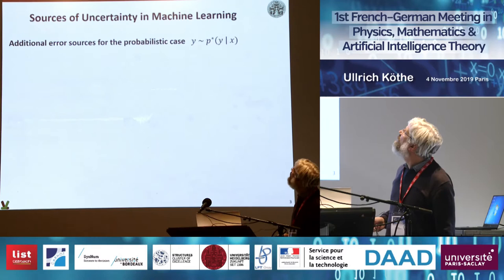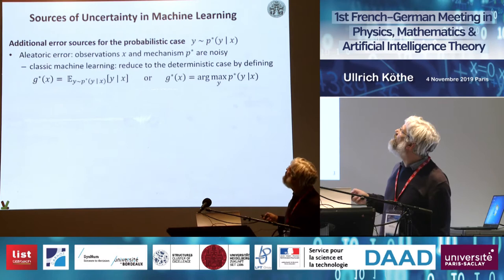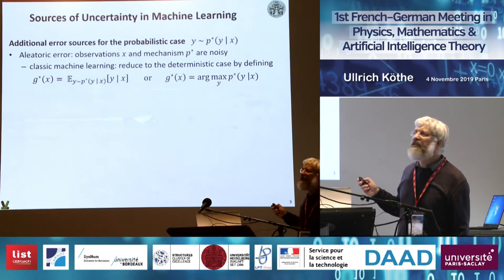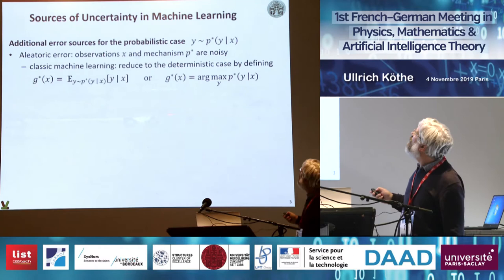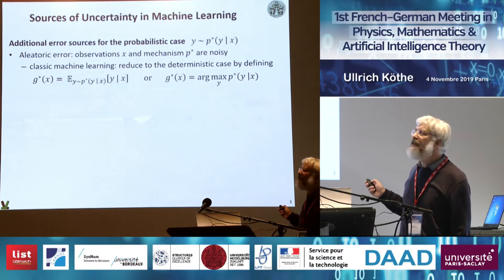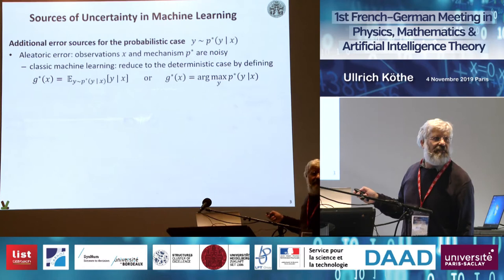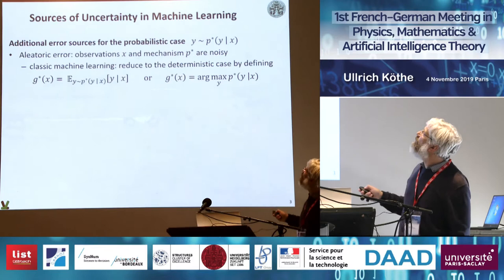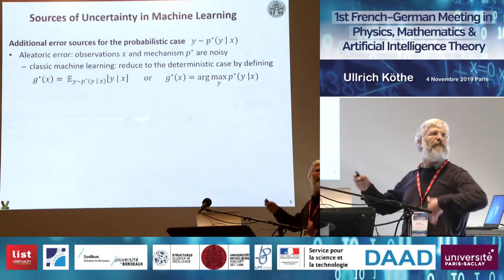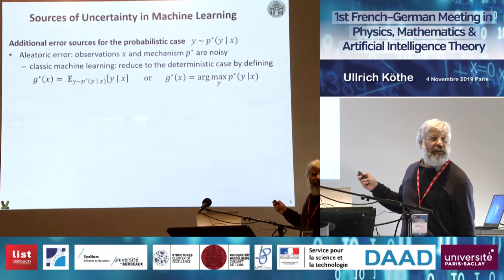In the probabilistic case, we have more possibilities. The aleatoric error arises since the axis and possibly also the mechanism P star are noisy, non-deterministic. In classic machine learning, you use one of several tricks, for example, to optimize the expectation or the maximum a posteriori solution in order to reduce it to the deterministic case. But of course, when we reduce a probabilistic mapping to a deterministic function, we lose a lot of information, for example, about the second best solution, which may also be plausible. Had the noise been a little bit different, the second best would have won the argmax. We call this diverse solution identification.